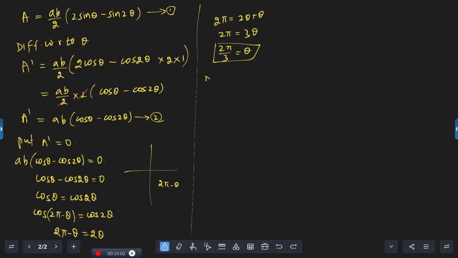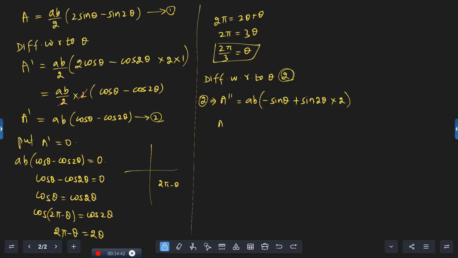So differentiate with respect to theta once again. So double dash means we are differentiating twice. So A double dash is AB multiplied by the constant. Cos derivative is what? Minus sine. Again cos derivative is minus sine, but one more minus we have here. So minus into minus is plus sine 2 times theta, multiplied by 2, since when you differentiate 2 theta you get 2 into 1. So I am mentioning 2 there.